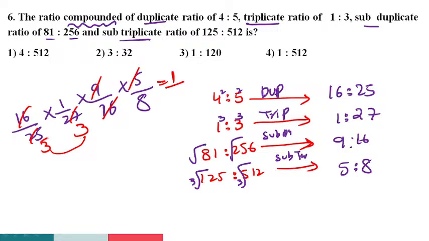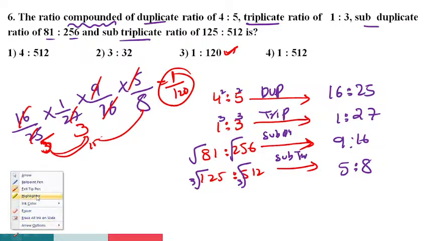Sorry, 5 fives are 25, right? 5 threes are 15. 15 eights are 120. The answer is 1 is to 120. Which option is the right answer? Option 3 is the right answer, guys. Clear, all of you?